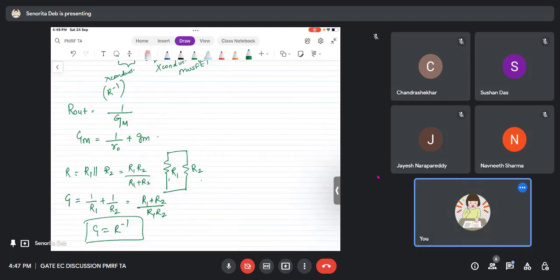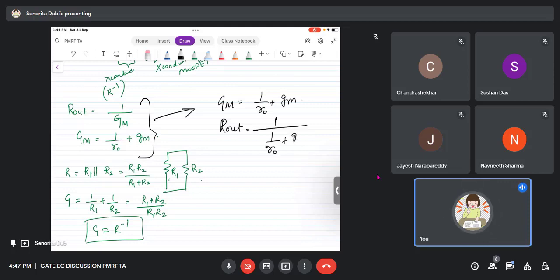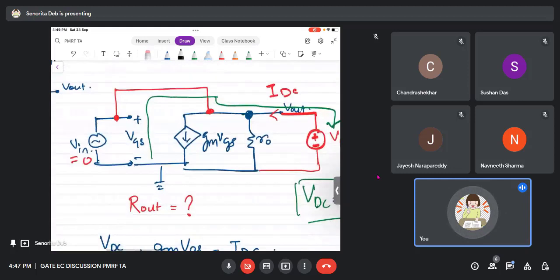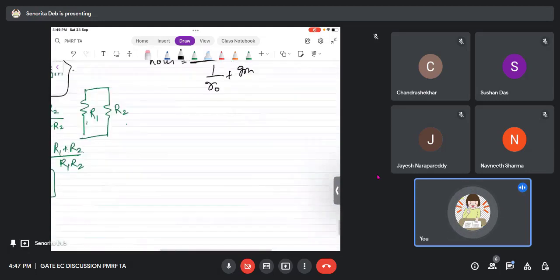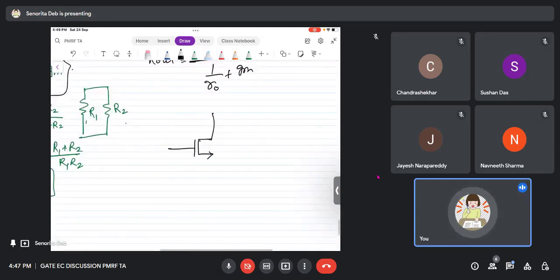Okay. So now, what is happening here in the MOSFET? In the MOSFET also, G is 1 by R0 plus GM, right? That means R out is therefore 1 upon 1 by R0 plus GM. Which makes sense because this is nothing but a direct parallel combination, since we have shorted that. And therefore you must remember this result. It is an important result that in a diode connected load, whether it is a PMOS or an NMOS, doesn't matter, the R out is always 1 by R naught parallel to GM.